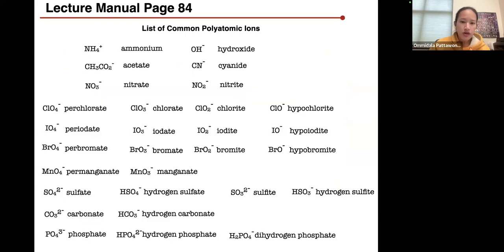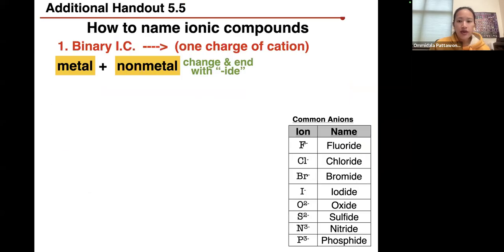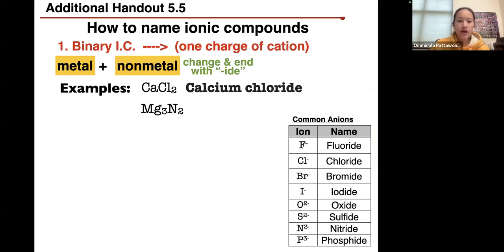Now let's go back to here and take a look at an example. Calcium is a main group element that contains one specific charge, which is +2. So in this case, I'm just going to name it as is, calcium. Chlorine, we're going to change to chloride. So the name would be calcium chloride.